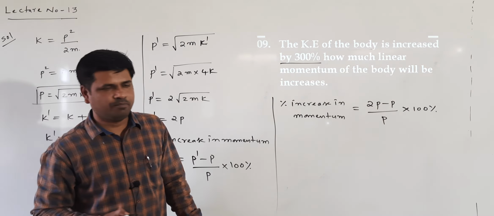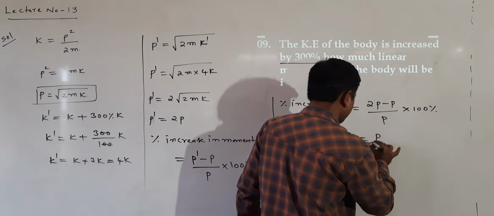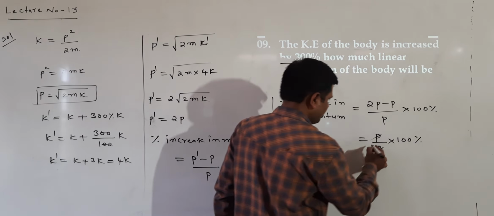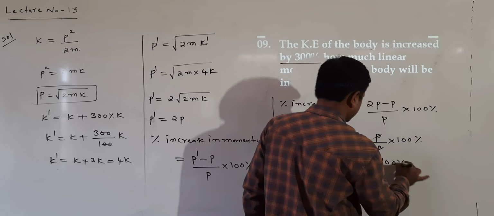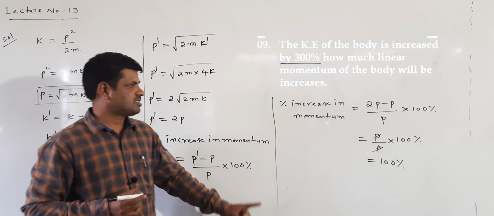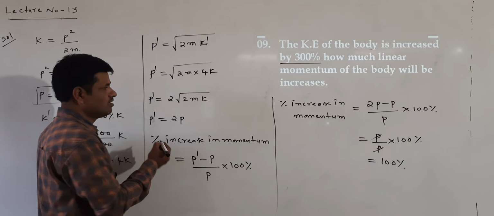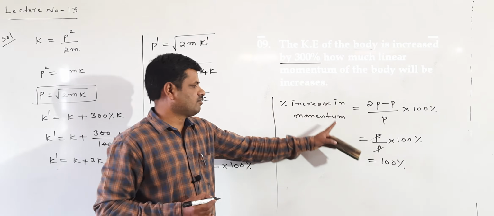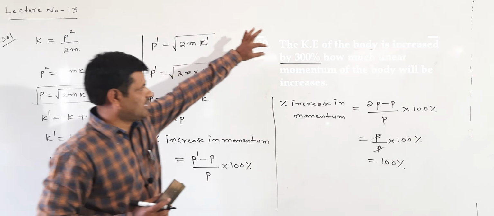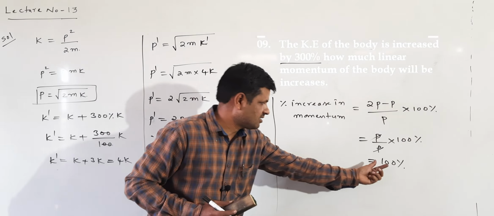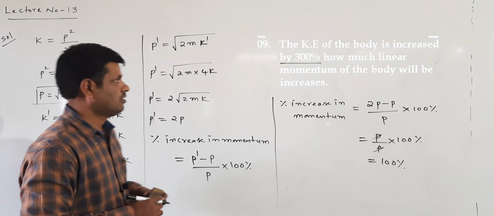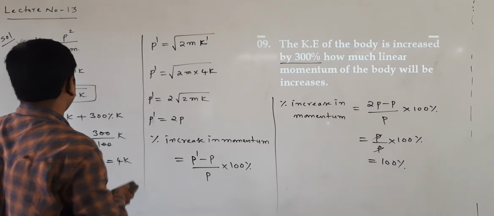2P minus P is equal to P. Here, P by P into 100%. P cancels. 1 into 100% is equal to 100%. This is the percentage of increase in momentum. So the percentage of increase in momentum is equal to 100%. When the kinetic energy increases by 300%, momentum increases by 100%. Right? This is question number 9.